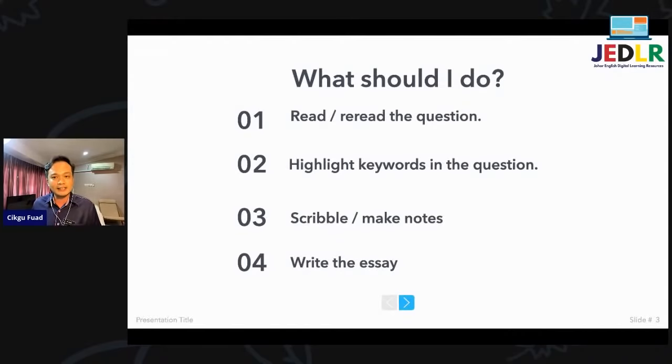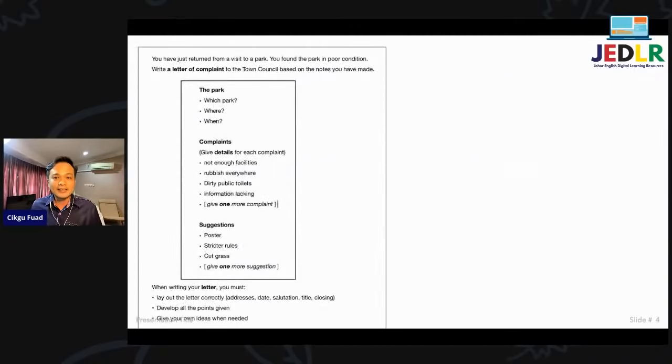Next after that, you may need to highlight or underline certain keywords in the question. Later after this, we will look at that. After we have highlighted the words in the question, we need to scribble and make notes. Why do we need to make notes? Because we need to plan. And after planning, we write the essay. So I will go through all this process with you today. Now, this is a sample question that you receive in the examination.